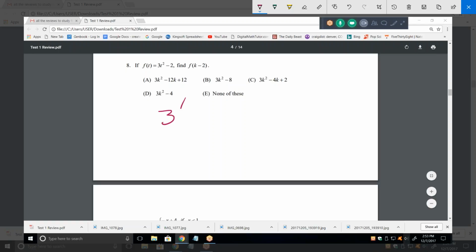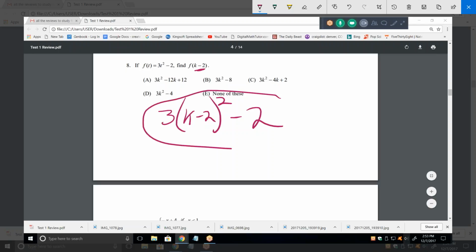3 times k minus 2 squared. Keep going. Then minus 2. Yeah, I still need that minus 2. In other words, all I'm doing is taking whatever's inside the parentheses and plugging it in for t. Okay. Now, they don't give us this as one of the answers. So clearly we have to expand it. In fact, every answer they give us has a k squared in it, so we're definitely going to have to expand it.